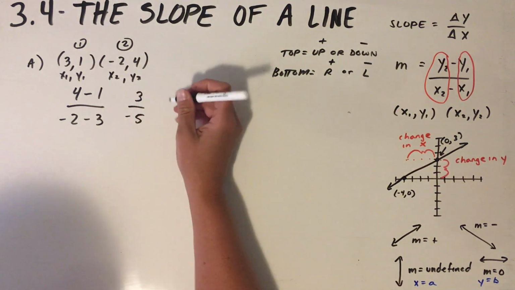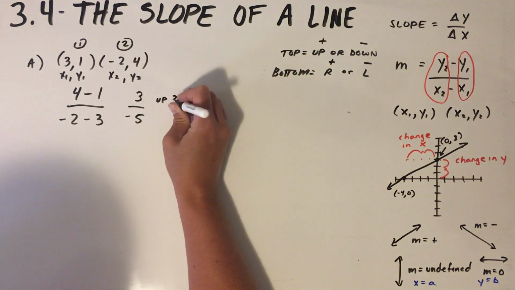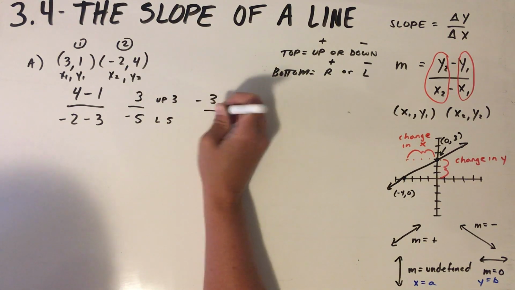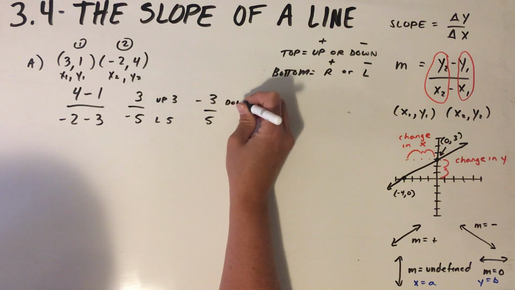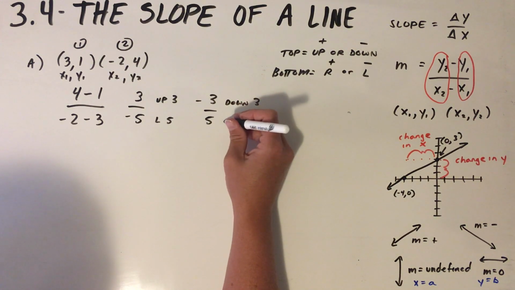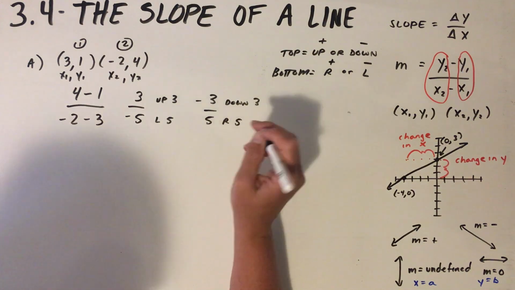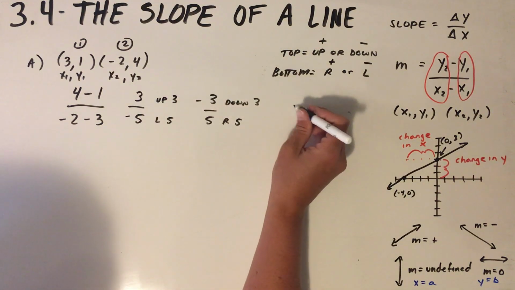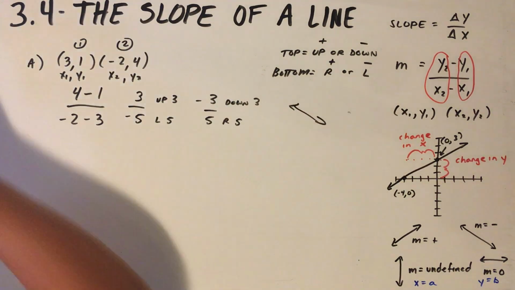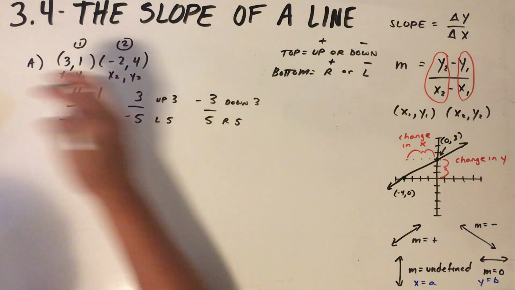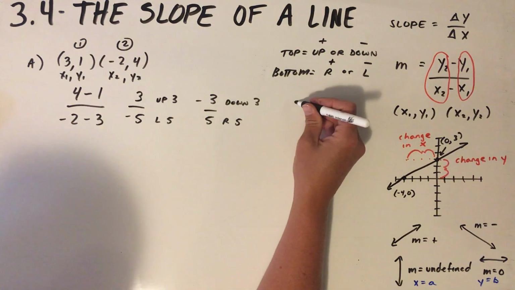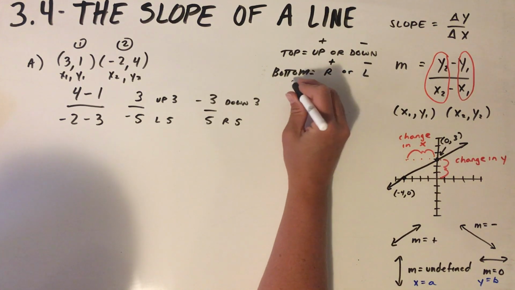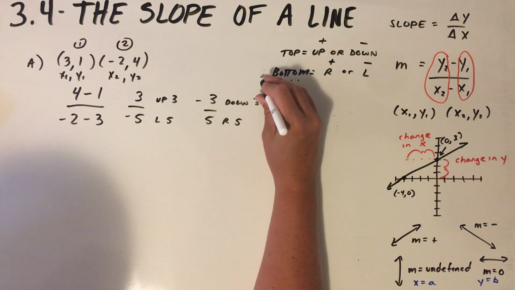The way that I could interpret this could be two different ways. I could say I went up 3 for every 5 that I went left, or I could say I went down 3 for every 5 that I went right. Either way, because this slope is negative, we know that this line slants downward from left to right. If this was my point, I'm going to go up 3, 1, 2, 3, and left 1, 2, 3, 4, 5.